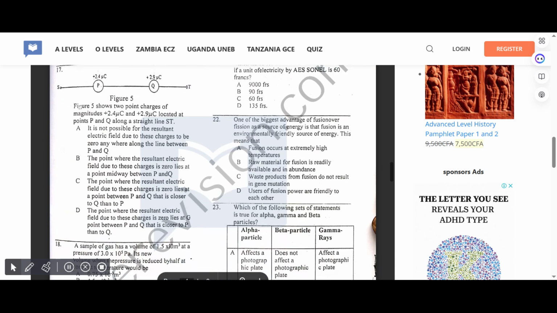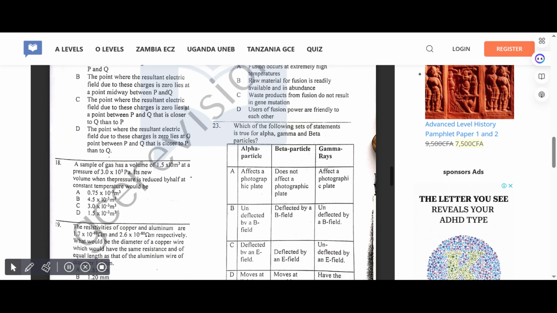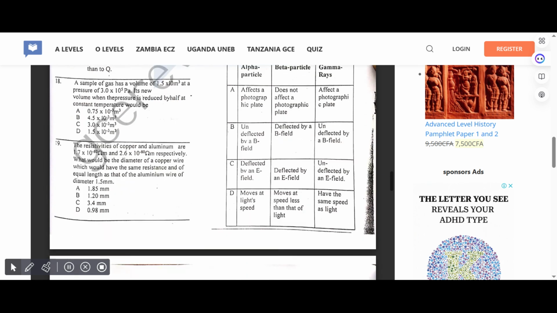Figure 5 shows point charges of magnitudes... located at points P and Q along the straight line ST. Correct answer for 17 is D. A sample of gas has a volume of 1.5 at a pressure of 3.0 times 10 to the power 5. Its new volume, when the pressure is reduced by half at constant temperature, will be... Correct answer for 18 is C.